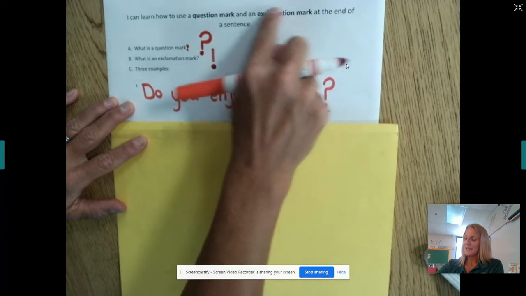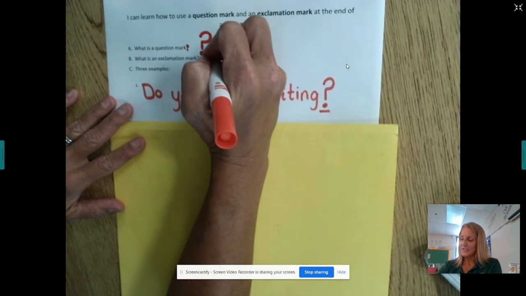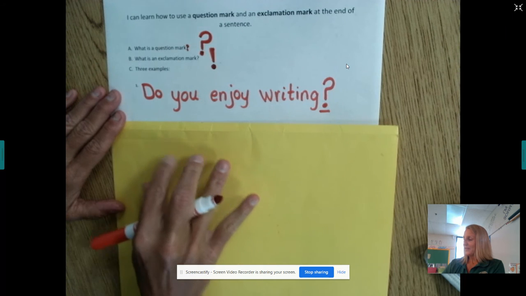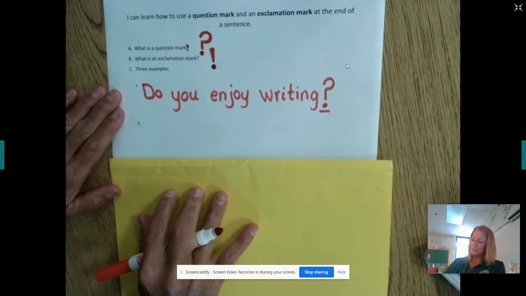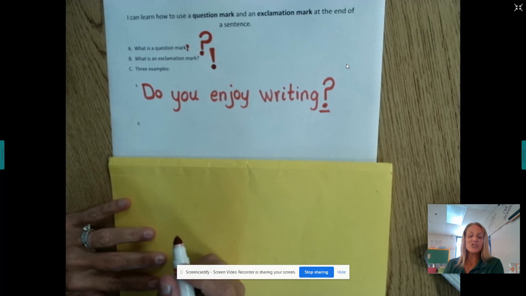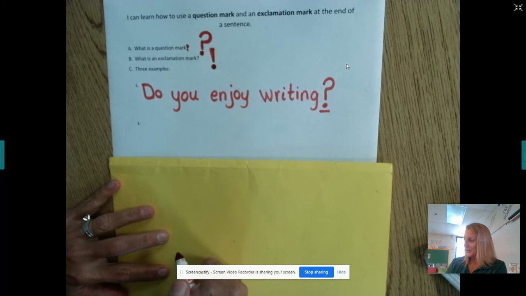The other part of my lesson today is that strong emotion, that exclamation mark or exclamation point. So one of the sentences I'm going to model for you is, I love my first graders, because I do. I love all of you, and so do your teachers, Miss Williams, Miss Hunter, Miss Shields. We all love you so much, and we're so excited, and we want to show you that we're excited and that we really love you.